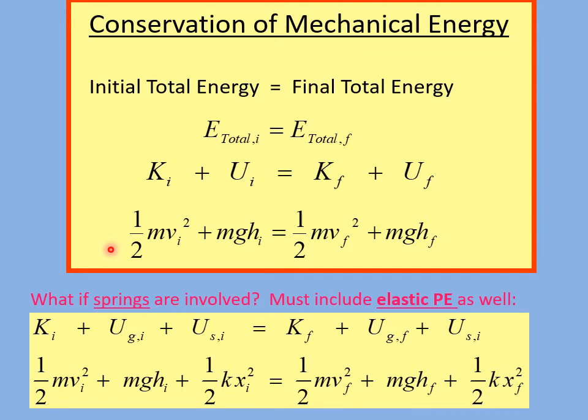Now, we can add more to this, though. We can make this more general. What if, for example, springs are involved in the system? Then we have to include elastic potential energy as well. So starting with this equation here, all we have to do is add the terms for elastic potential energy. This is U, where the S is for spring, and then I is for initial. Remember, for elastic potential energy, the potential energy is given by 1/2 k x squared. So x I is the initial displacement of the spring. And then over here is the final elastic potential energy, 1/2 k x final squared.